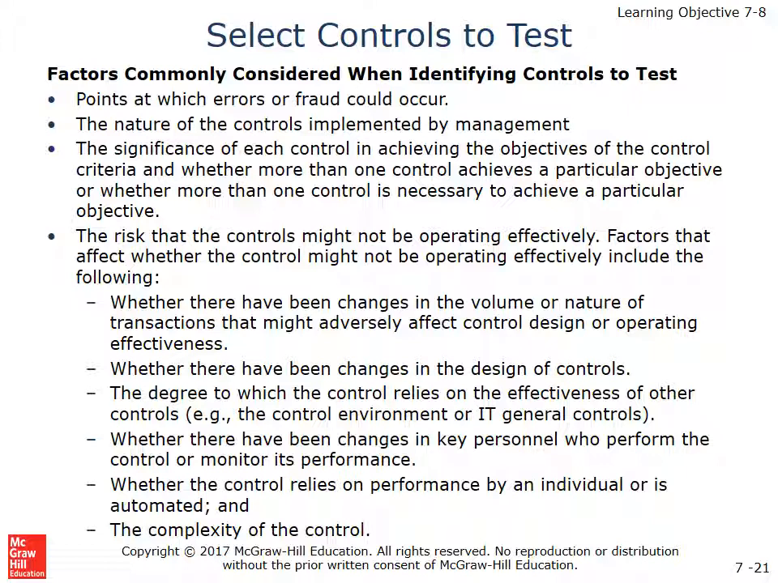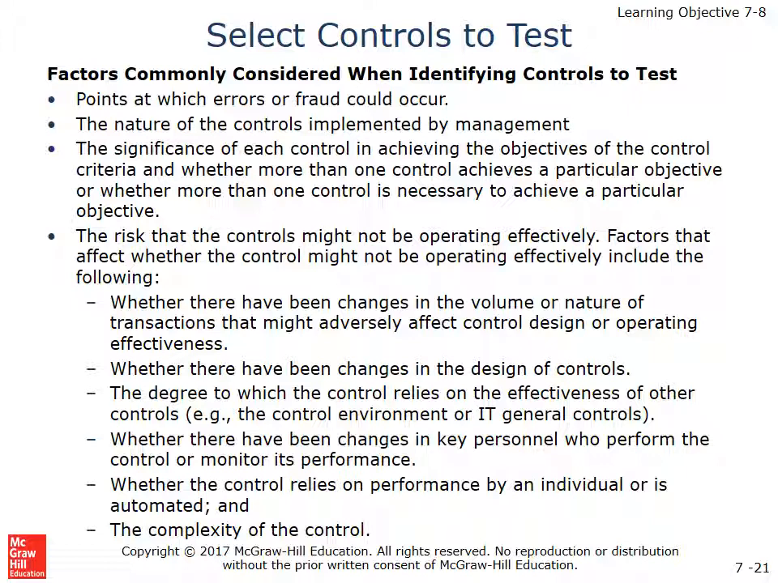The risk that a control may not be operating effectively. Some factors that affect whether the control may not be operating effectively include: have there been changes in the volume or nature of the transaction? Have there been changes in the design of the control itself? Are we relying on the effectiveness of other controls? Key personnel changes. Are we relying on an individual or computer? And the complexity of the control.